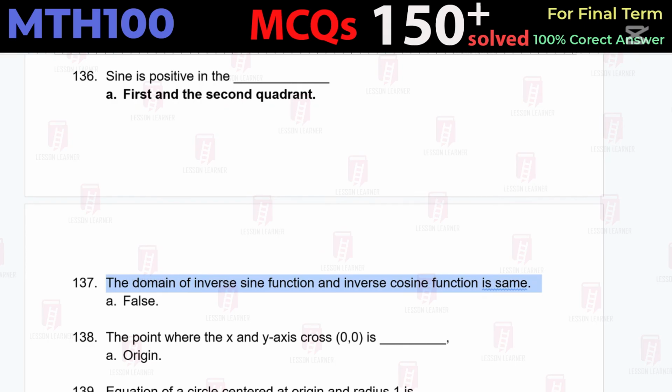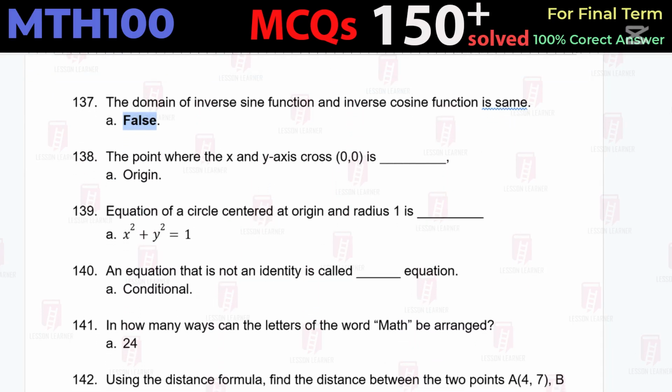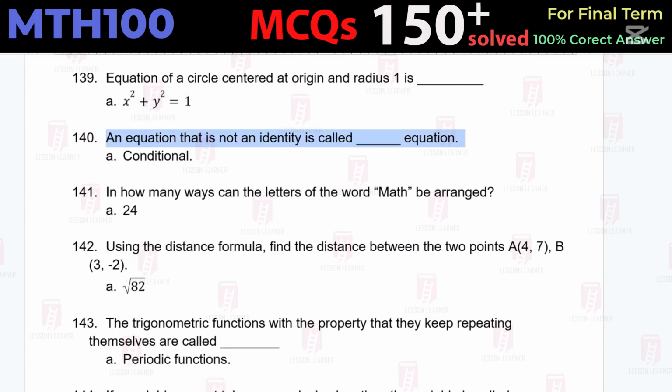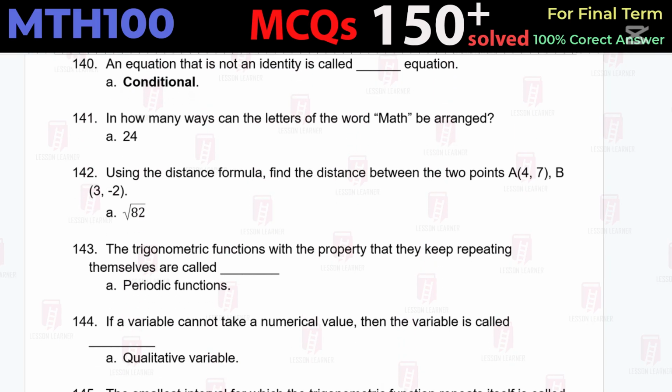The domain of inverse sine function and inverse cosine function is the same. No, it's not the same. It's a false statement. The point where the x and y axis cross, (0, 0), is the origin. The equation of a circle centered at origin with radius 1 is x squared plus y squared equals 1. The equation that is not an identity is called a conditional equation.